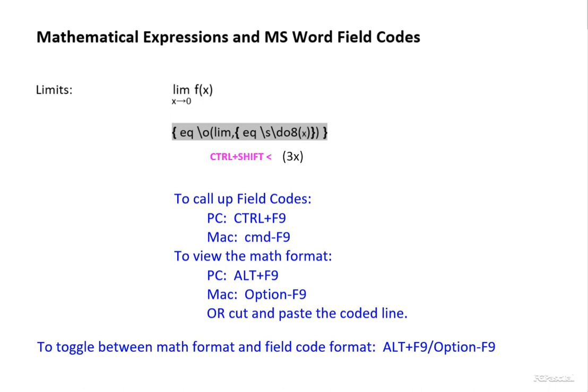We type x. Then we insert the arrow key from the Times Roman font. Then the value to which x is approaching. In this case, let's just say it's 0. Cut and paste. And we have our limit notation.